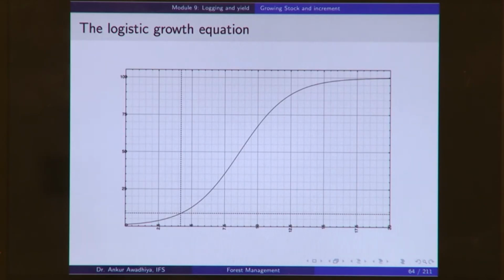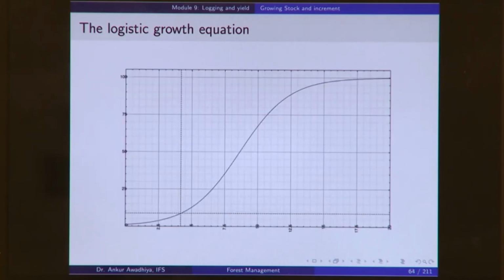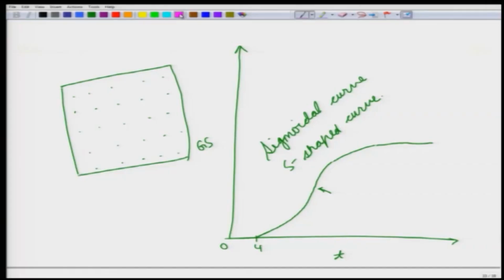So, essentially the logistic growth equation is the equation of a sigmoidal curve, and a sigmoidal curve represents the changes in the growing stock of the stand. So, we can represent a growing stock by the logistic growth equation. Now, in this curve we can discern three phases. The first phase is known as a lag phase.